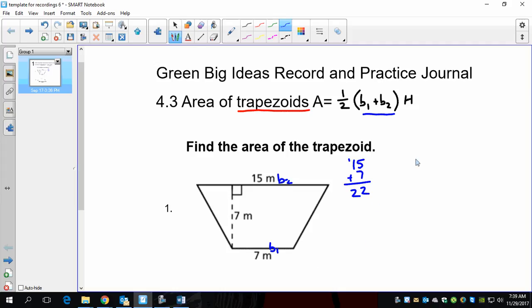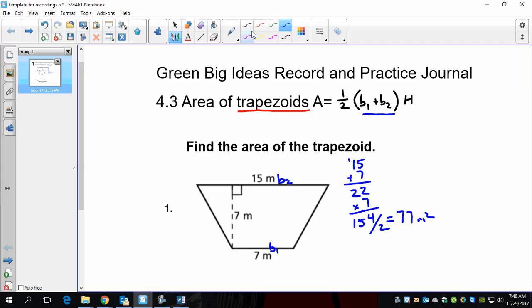Then what we do is we multiply it by the height. Now, if you wanted to, you could certainly cut 22 in half. I'm just going to multiply it by our height right now, and that's 7. I'm going to get 154. And then if we took 154 and divided it by 2 or times it by 1/2, we're going to get 77. And that would be 77 meters squared.